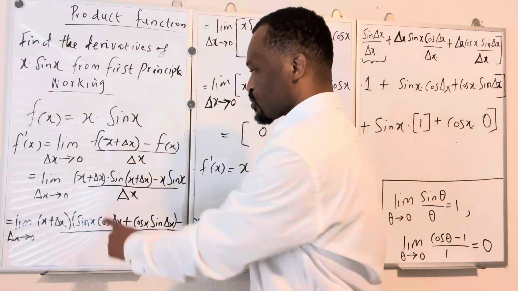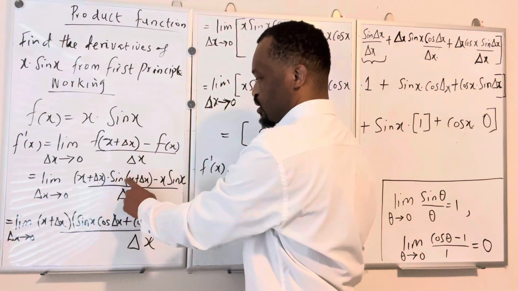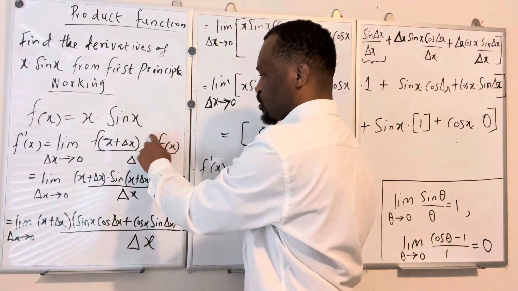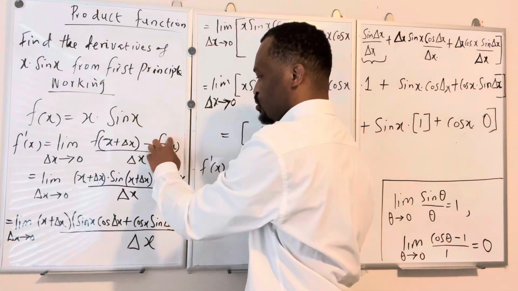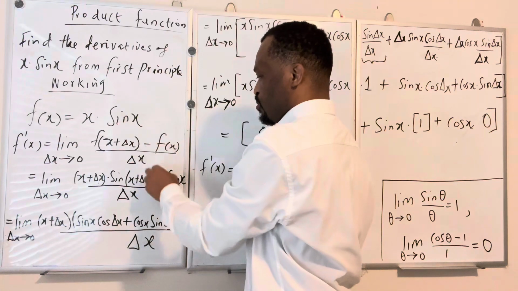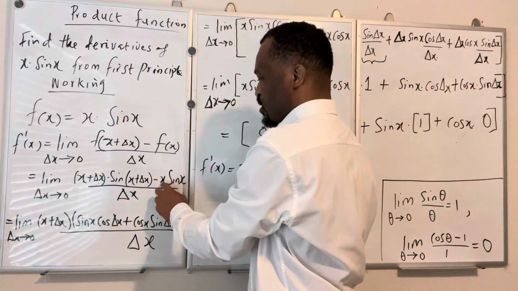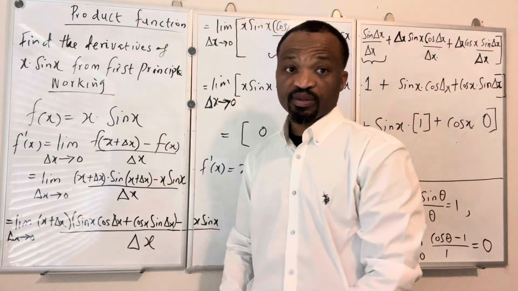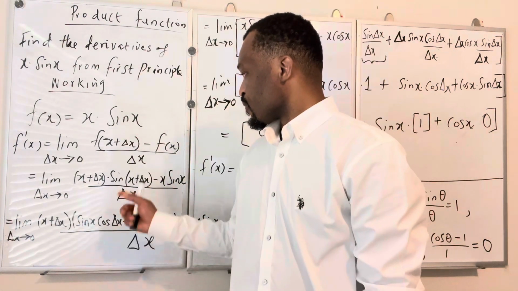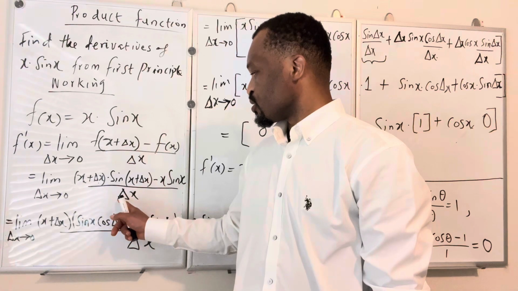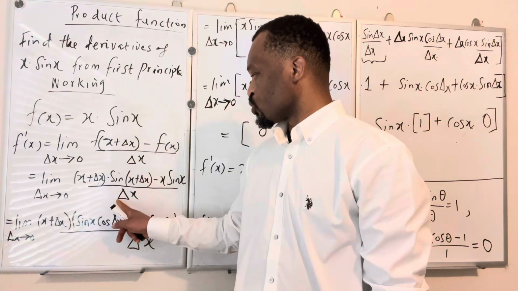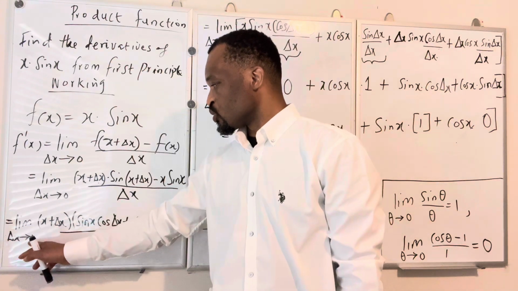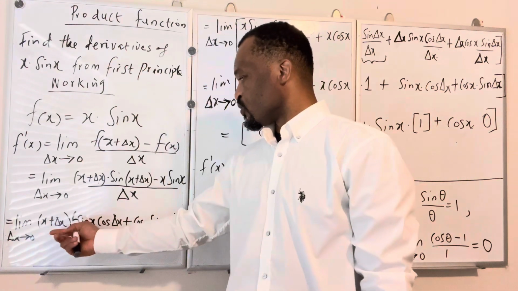x plus change in x into bracket sine x plus change in x. For our f of x, which is the given function, we'll have it represented here as x sine x. We'll bring down our minus. Now our change in x, we'll bring down our change in x also.